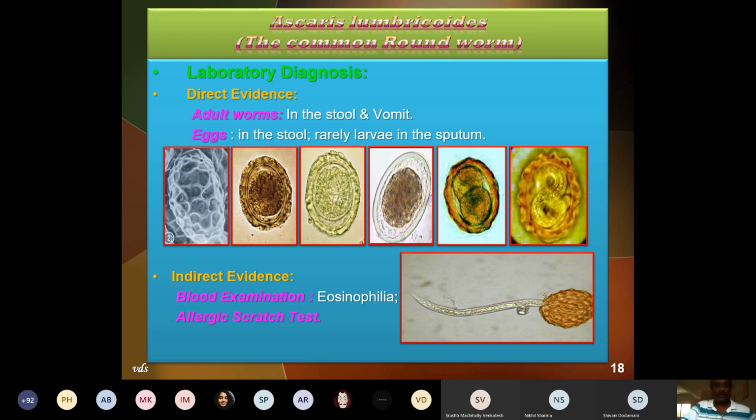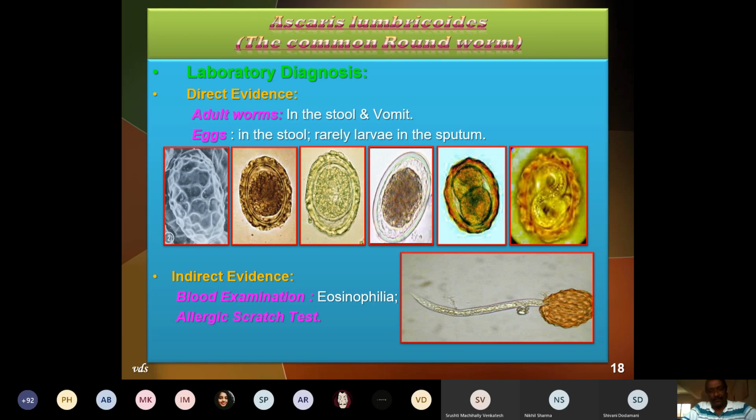For the laboratory diagnosis, stool examination has to be done. Sometimes vomit can be collected. Observe for the typical eggs. The first figure shows the electron microscopic picture of the outer layer of the eggs, which is thrown into folds, a mammillated layer called cortication. The second and third are the corticated fertilized eggs. Observe for the typical crescent shape in the corticated egg. In the fourth figure, it is a decorticated fertilized egg.